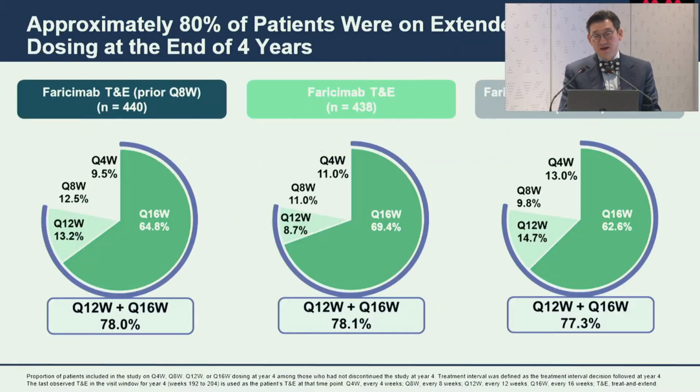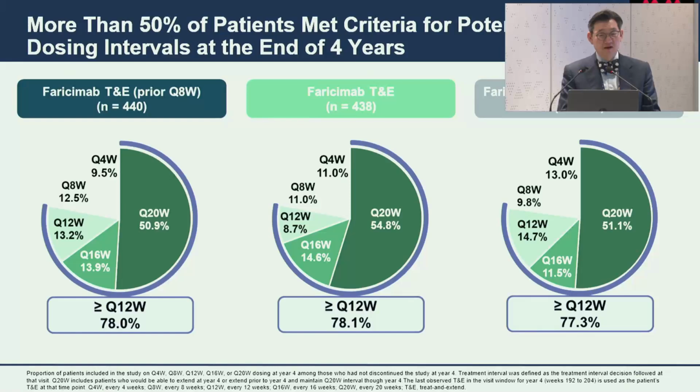We are in the modern world, as Anna indicated, aiming for greater durability in an attempt to reduce burden. At the end of the study, about 80% of patients were extended 12 or greater weeks at the end of that 4 years in all of those 3 groups. Furthermore, at year 4, half of the patients would meet criteria for a potential extension to 20 weeks, and this is very significant for our diabetic patients.